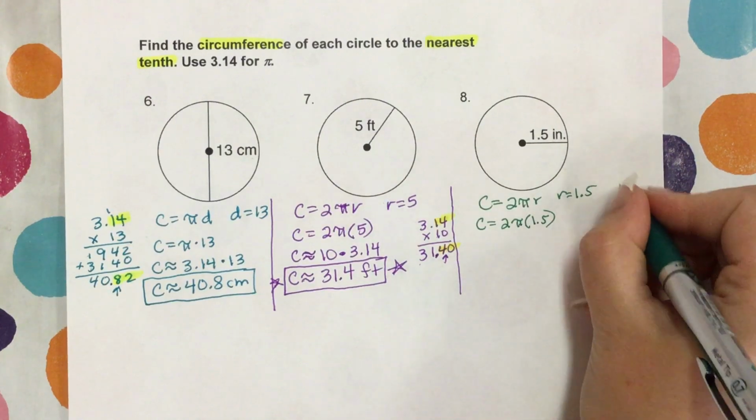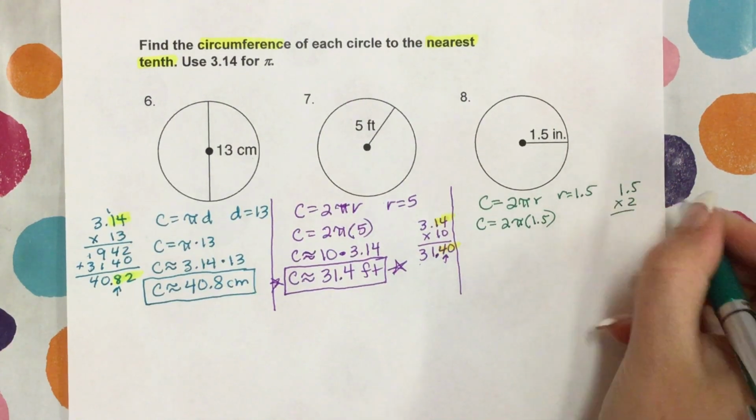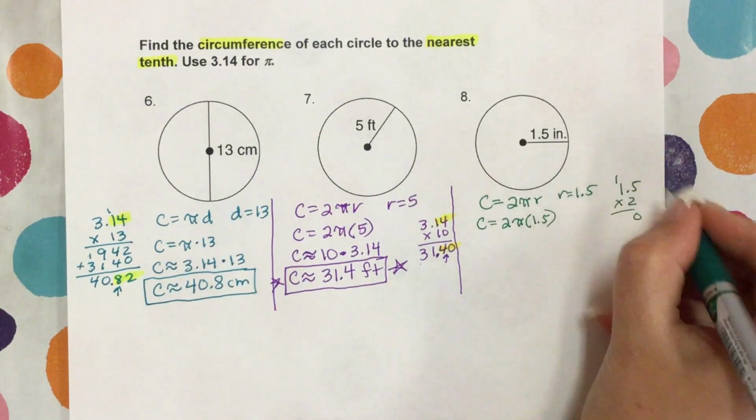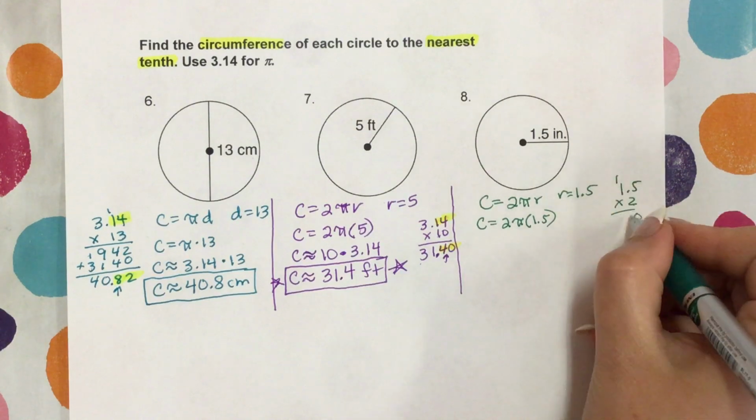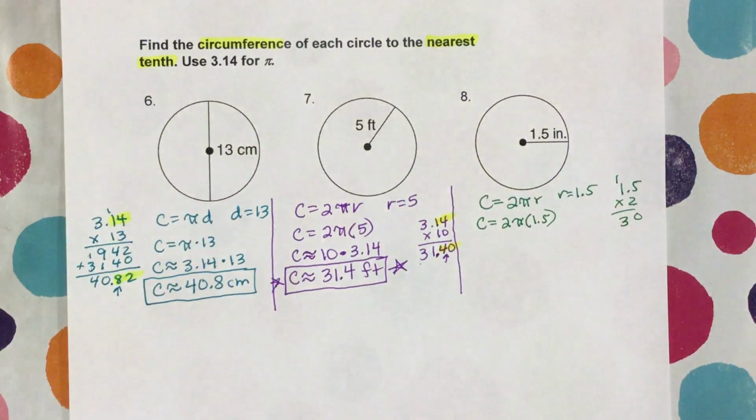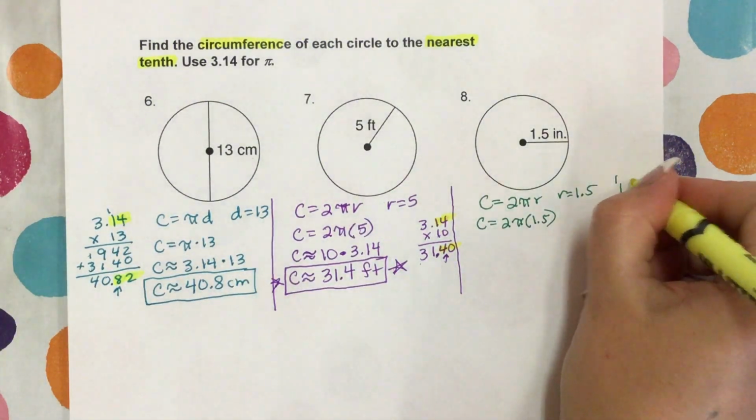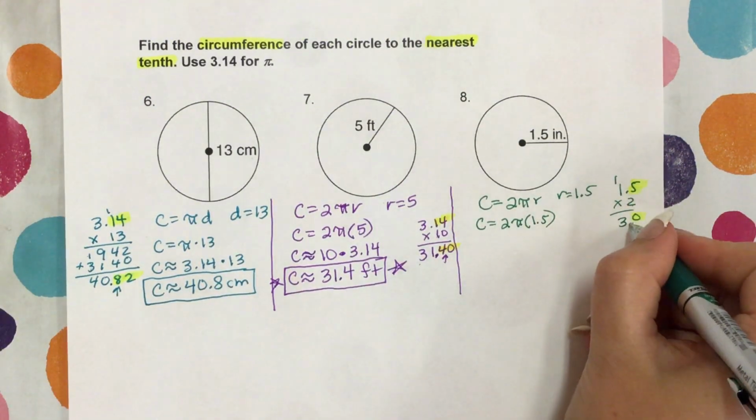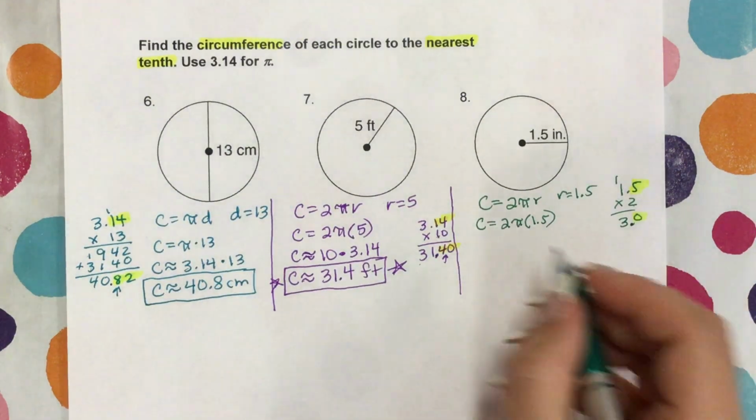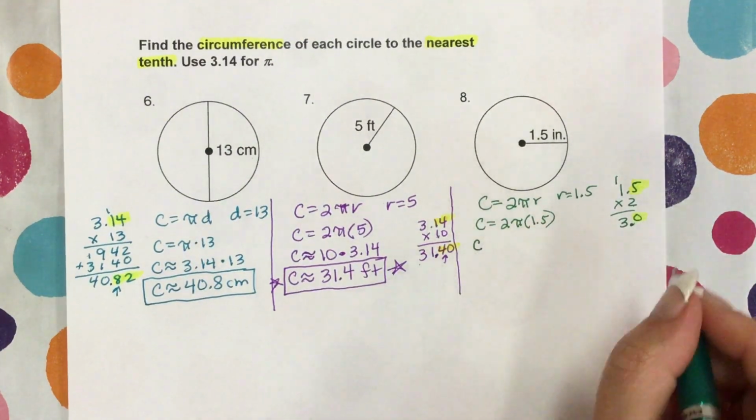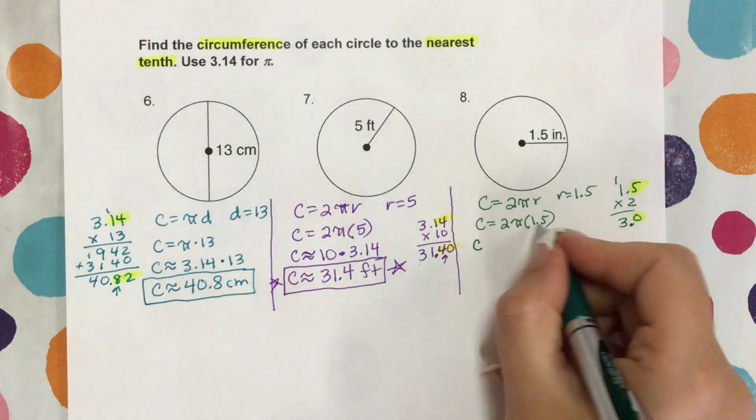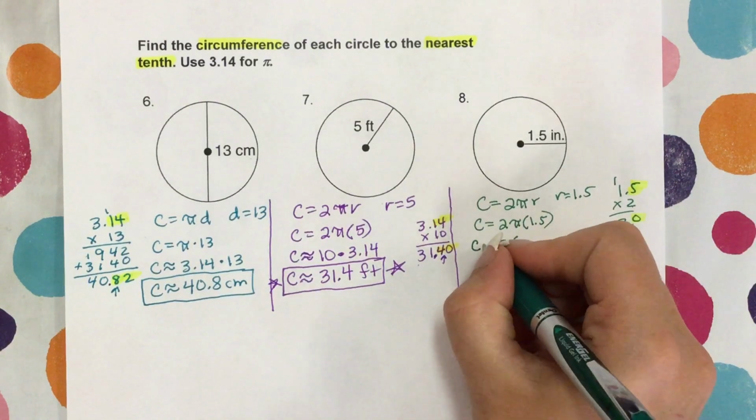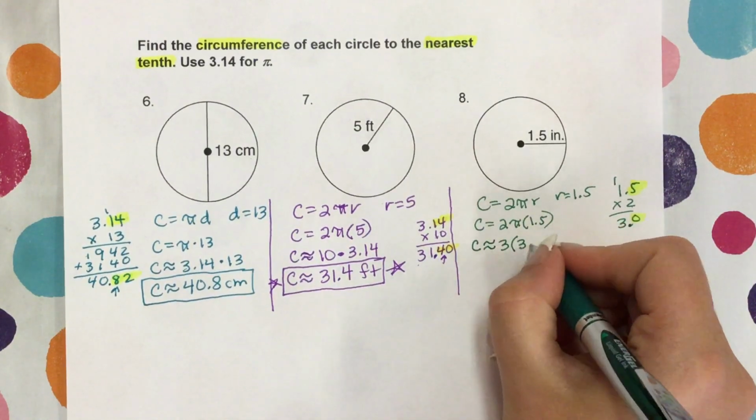So 1.5 times 2 off to the side. 1.5 times 2 is 2 times 5 is 10. Write the 0, carry the 1. 2 times 1 is 2, plus 1 is 3. Multiplying with decimals, I have 1 decimal place, so my answer has to have 1 decimal place. And so my answer is just basically 3, which is amazing. Okay, cool. So that means the circumference, 2 times 1.5, is 3, but I'm going to go ahead and write in that 3.14, so that's going to make this an approximate.